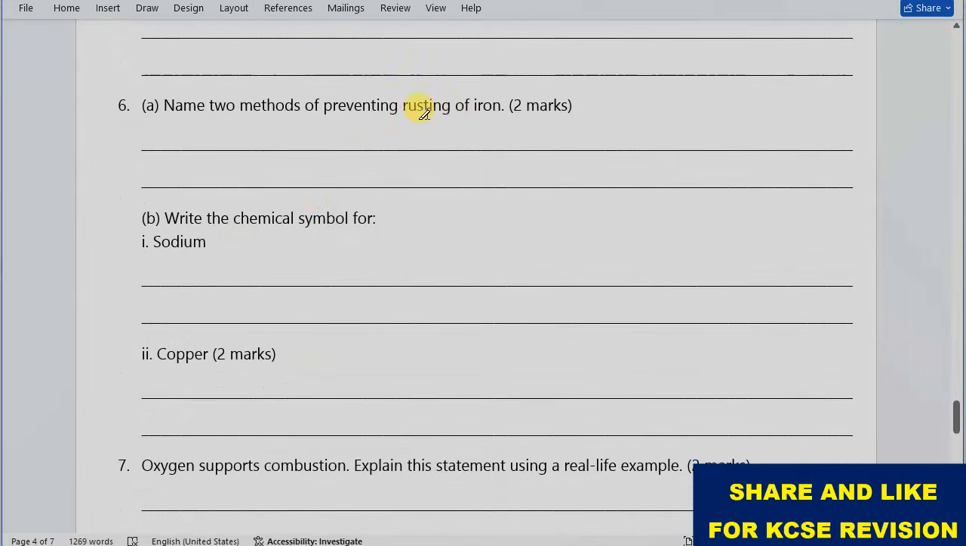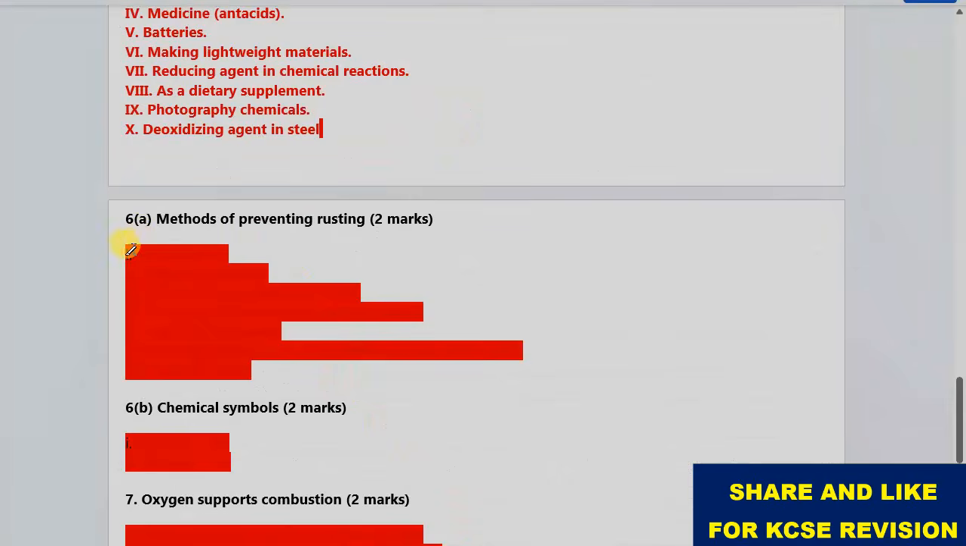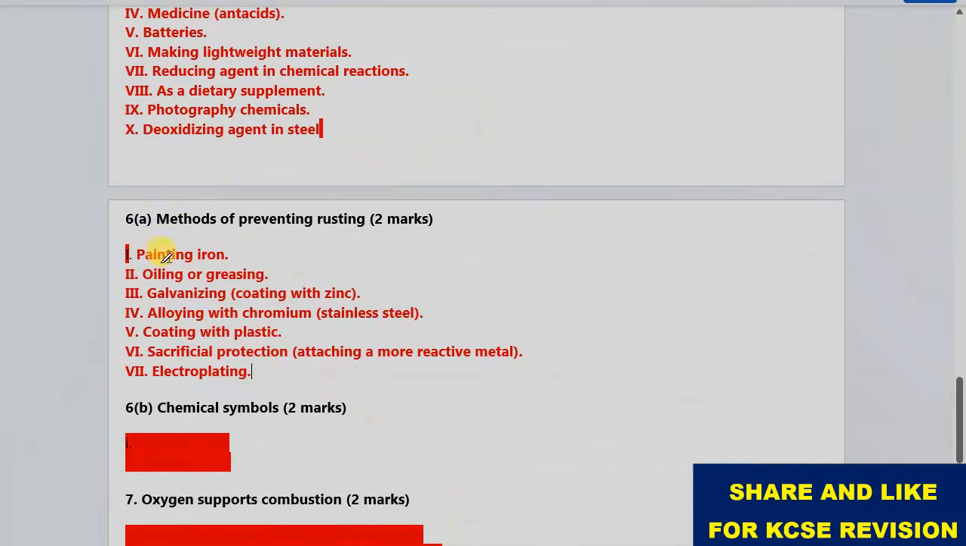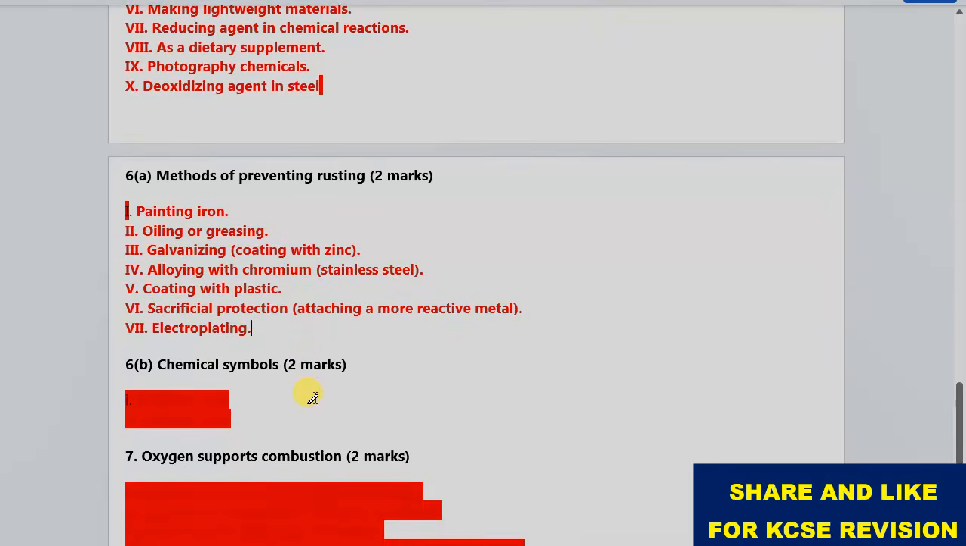Name two methods of preventing rust of iron. I will give you several. We have painting of iron, oiling or greasing, galvanizing, that is coating with zinc, alloying with chromium, stainless steel, coating with plastic, sacrificial protection, electroplating. Either way you need to state two of them.